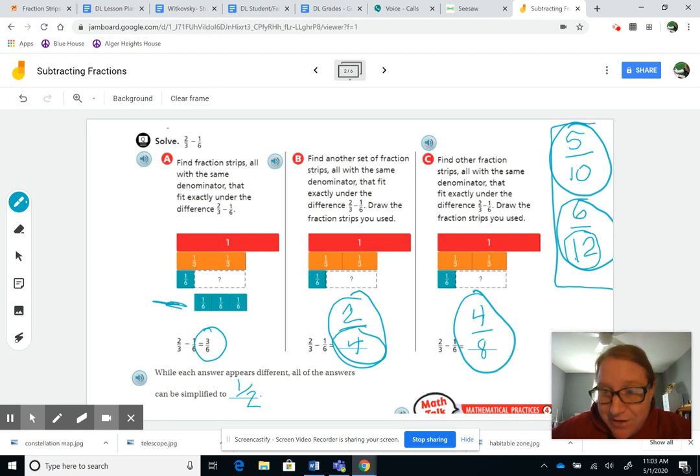Think about a pizza. Would you want 1/12 of a pizza or 1/4 of a pizza? Definitely going to get more if you get 1/4 of a pizza. But after looking at all of them, they all equal 1/2.